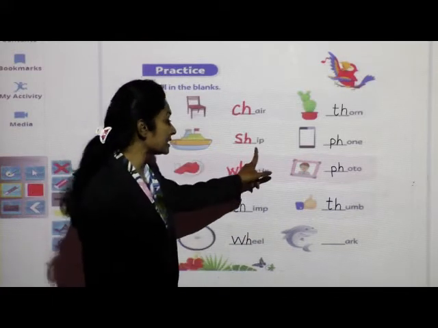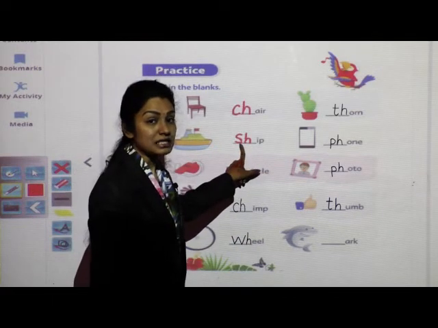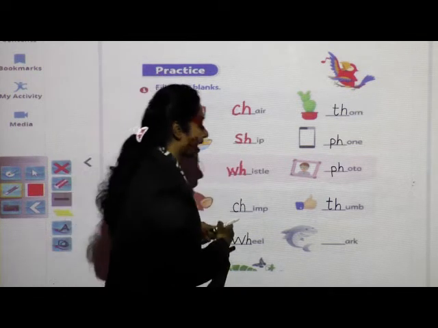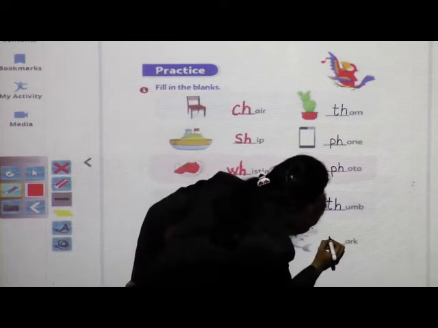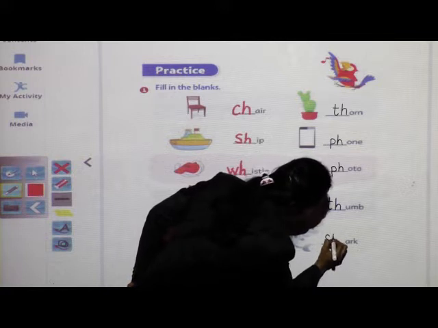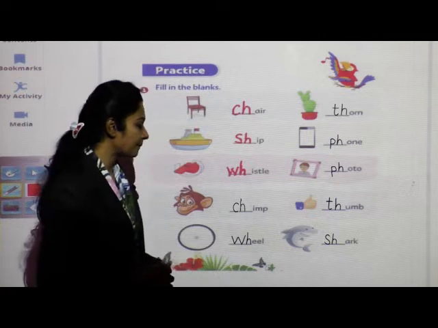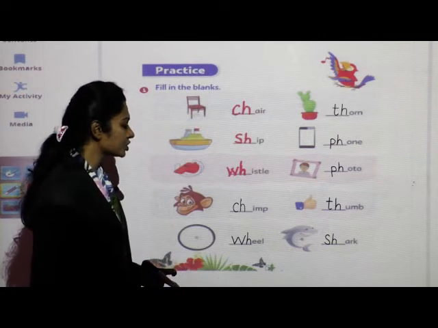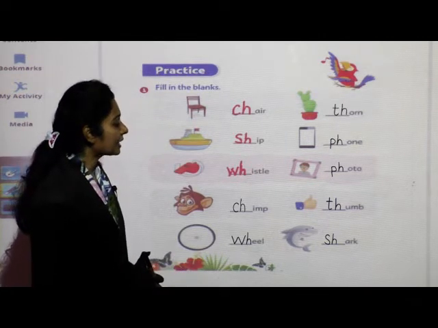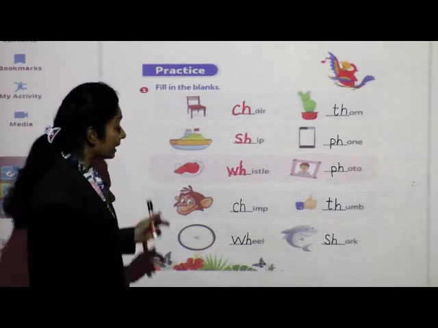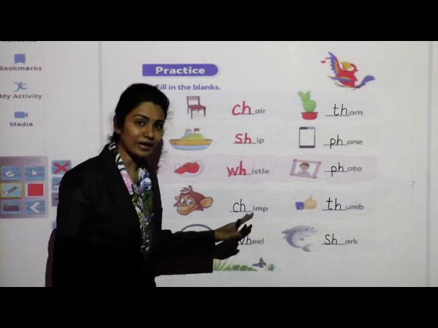Here, if you will see, this is a ship. So the sound is sh. Which letters have we written? S, H. Very good. So write here S, H, sh. S-H-A-R-K, shark. Okay. Now children, I hope till here you have completed.